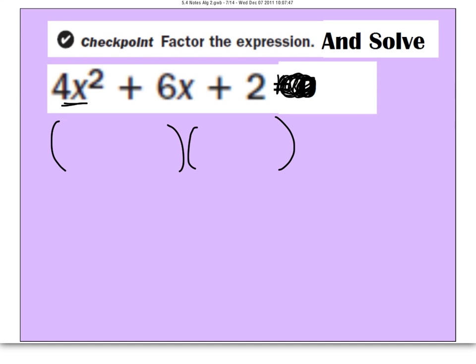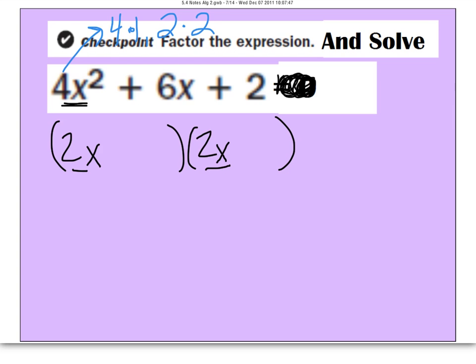First thing we want to do is take 4x squared and put it as our first term. So obviously it's x and x. Now for this one we have some choices. There are 2 factors of 4. It's either 4 and 1 or it's 2 and 2. And we can go ahead and try either one. I'm going to go ahead and try the 2 and 2.